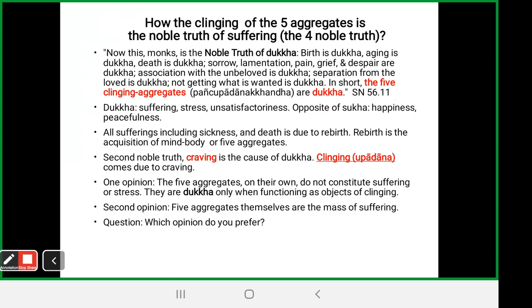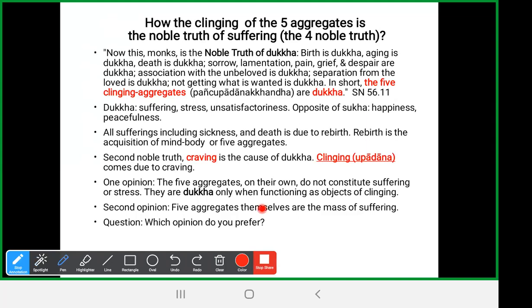Sometimes this Pali word, okay, pancha is 5, upadana is clinging, khanda is aggregate. So we call it aggregate of clinging. Now we come to this word, dukkha. There are various translations for the word dukkha. It can be suffering, stress, unsatisfactoriness. And the opposite of dukkha is sukha. Sukha means happiness, peacefulness, and so on.